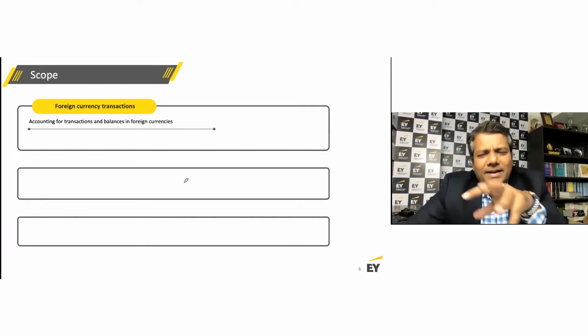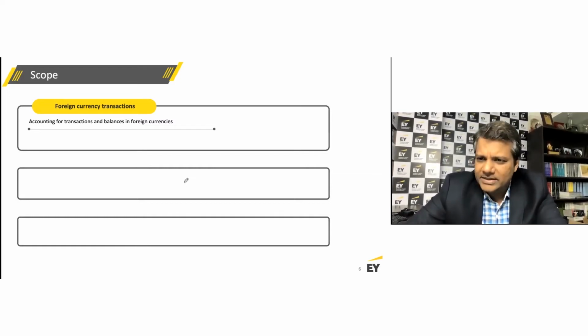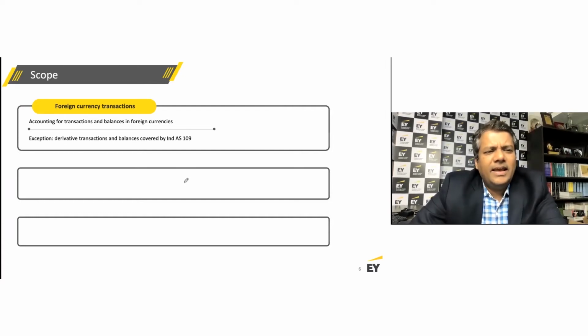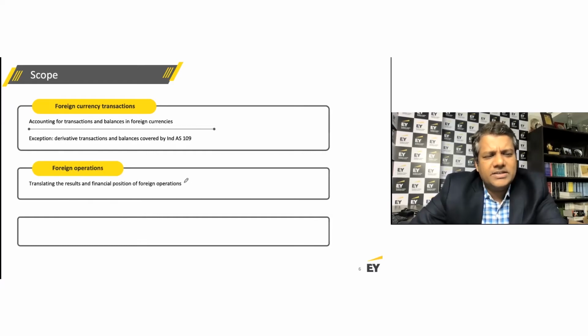Coming back to the accounting standard, the standard talks about foreign currency transactions, and then the accounting for transactions and balances in foreign currencies. The exception to this is derivative transactions and balances, which are covered by Ind AS 109. It talks about foreign operations, translating the results and financial position of foreign operations. And it talks about the presentation of financial statements in foreign currency.